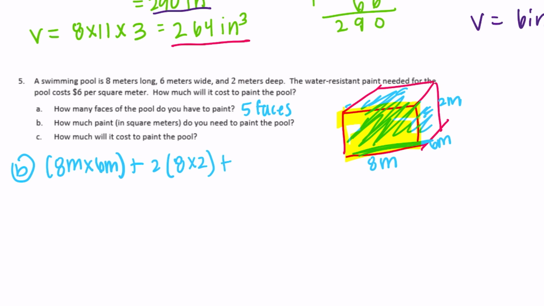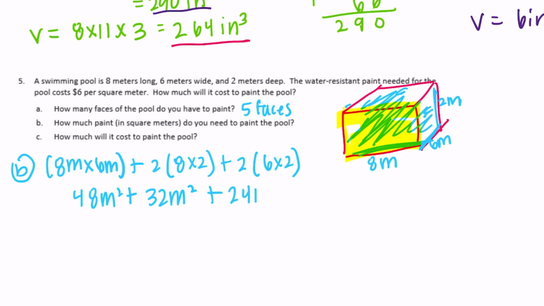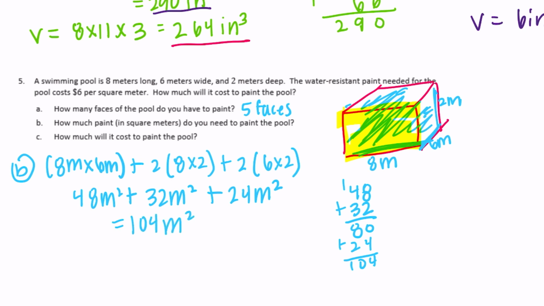And then the sides, we have 2 groups of the sides also. That's 6 by 2. So 8 times 6 is 48 meters squared, plus 8 times 2 is 16 times 2 is 32 meters squared, plus 6 times 2 is 12 times 2 is 24 meters squared. So let's do 48 plus 32. 80 plus 24 would be 104 meters squared of paint to paint the pool.